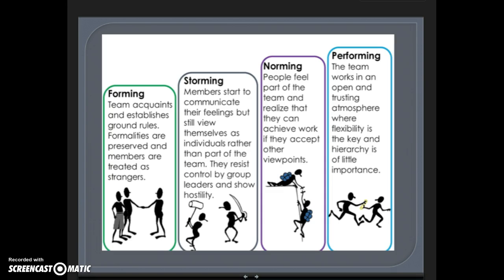My apologies. So forming: the team gets acquainted and establishes ground rules. Formalities are preserved, as these are basically strangers; we don't know very much about them. Storming: communicate feelings and ideas. They may resist some controls that are put in place by the group. Norming: people feel like they're a part of a team. I liked these pictures down below as well. They realize that everybody's working to achieve a greater goal. And then performing: the team works in an open and trusting atmosphere. Flexibility tends to be the key, and hierarchy is of little importance.